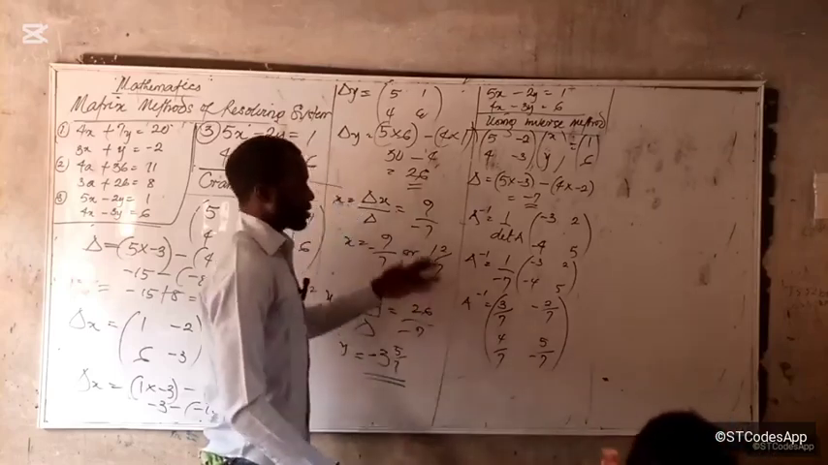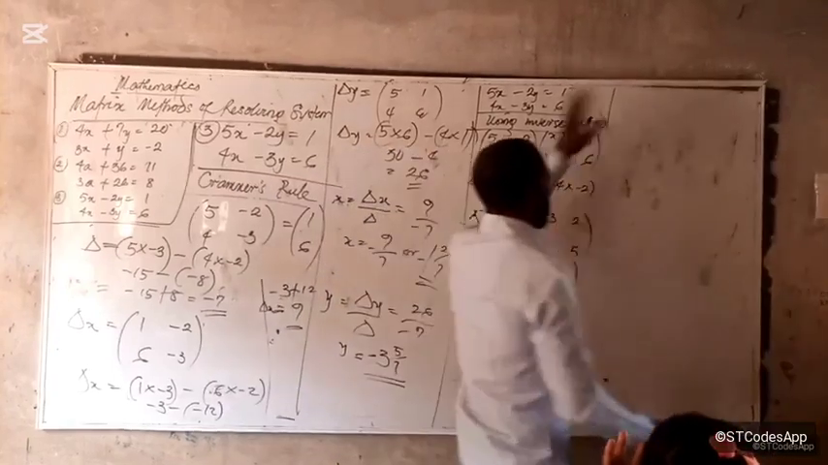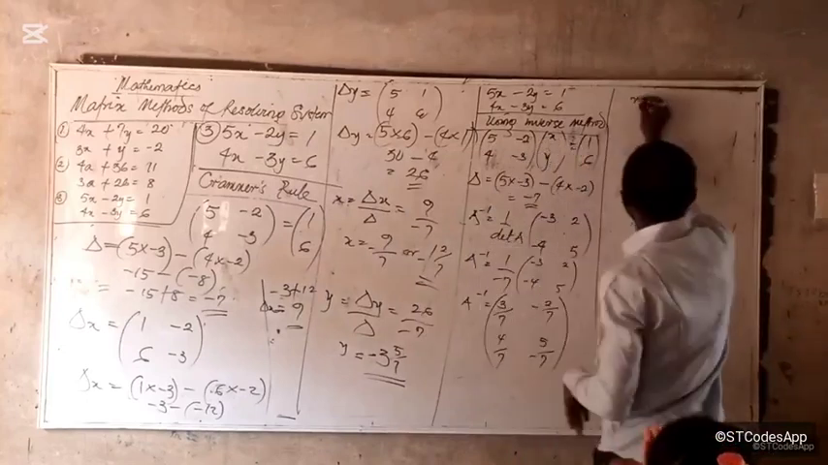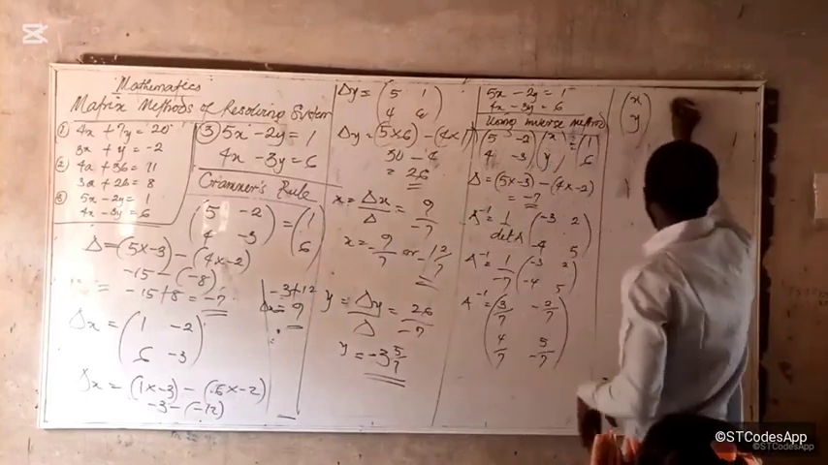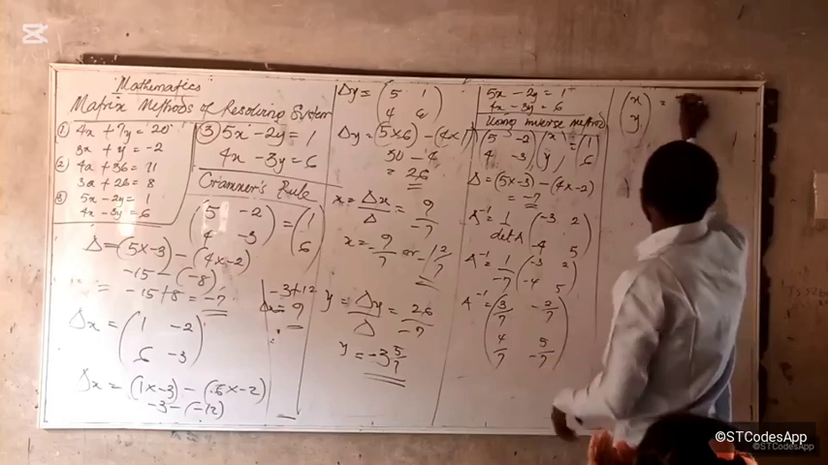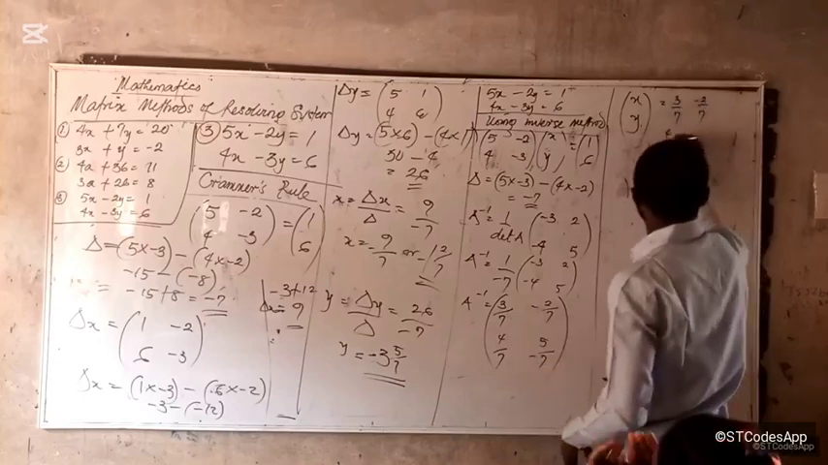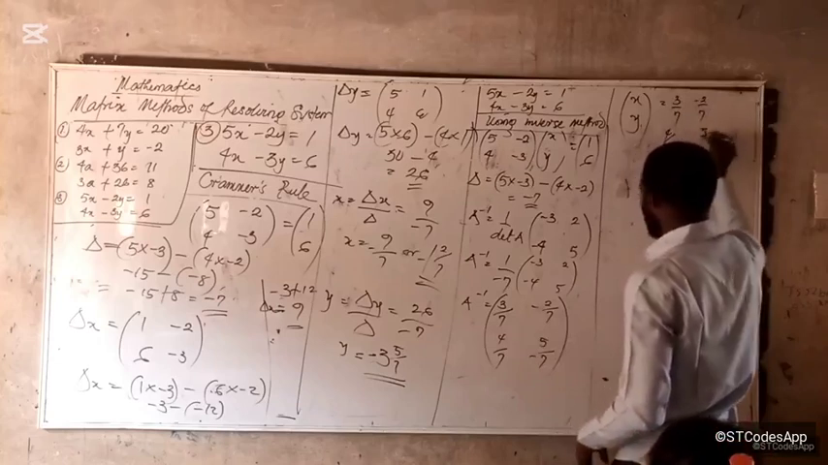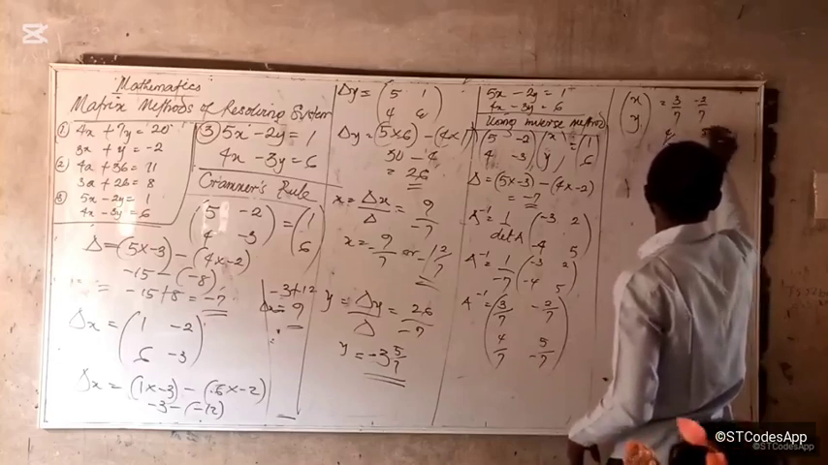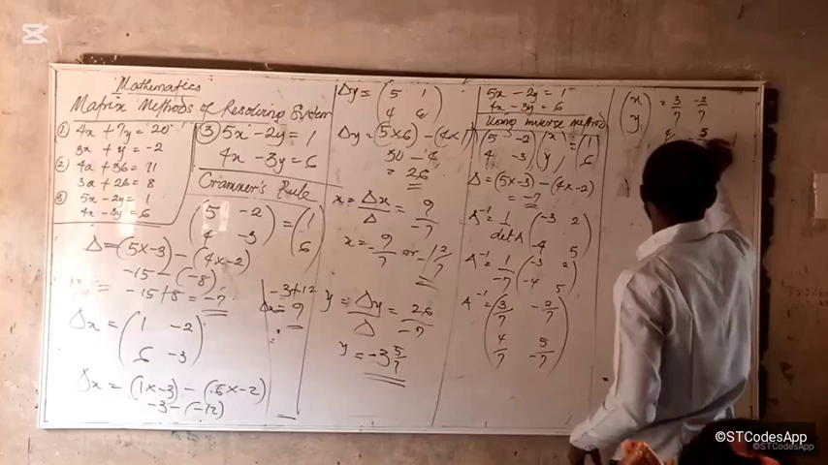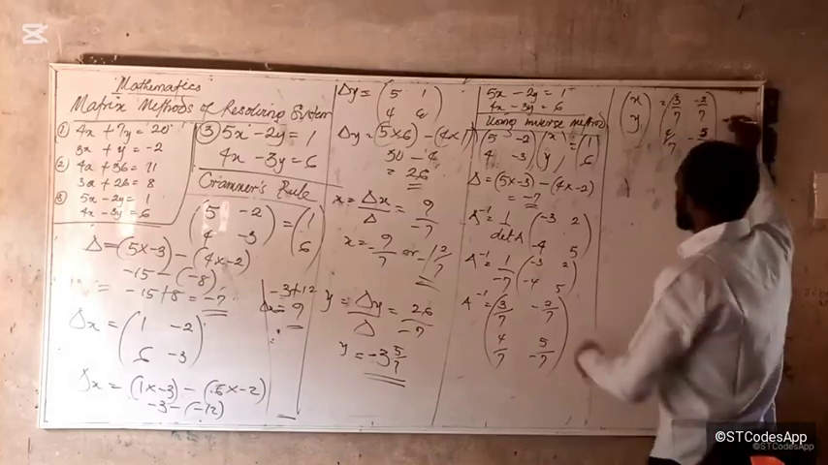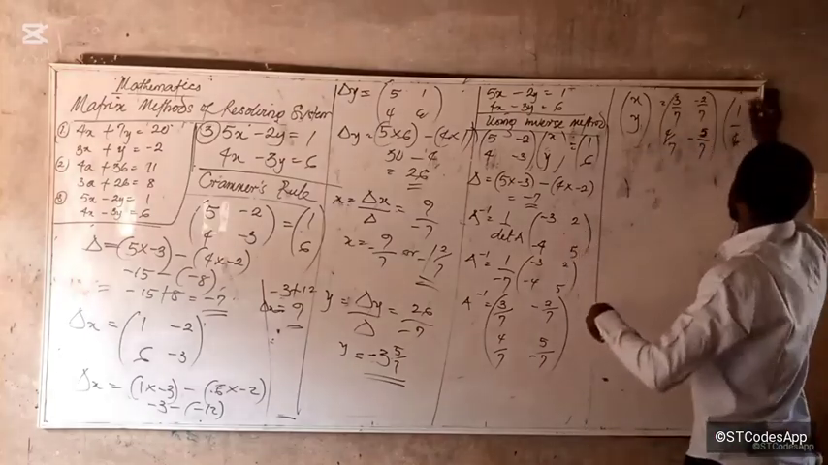How do we now get x and y? We now use that guy to multiply the product, right? So the result x and y will now become this guy, 3 over 7, minus 2 over 7, 4 over 7, and minus 5 over 7. We'll now multiply 1 and 6, right?